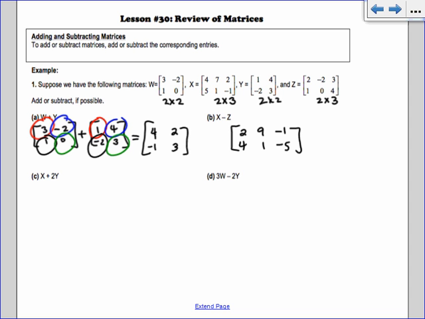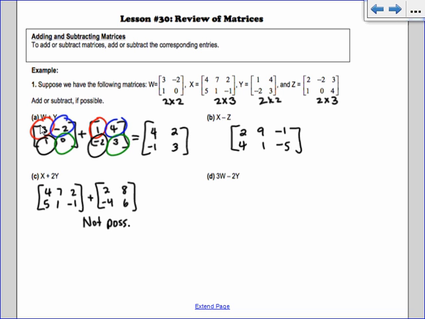Okay, so then the next one is x plus 2y, so this is what we call a scalar, multiplying by 2. So I'm going to go ahead and write out x, which is 4, 7, 2, 5, 1, -1, and I'm going to add it to 2y. So I'm going to multiply the 2 into every single term of the matrix. So 2y is going to be 2, 8, -4, and 6. But when you do that, you can see that these aren't the same dimensions, so this is actually not possible.